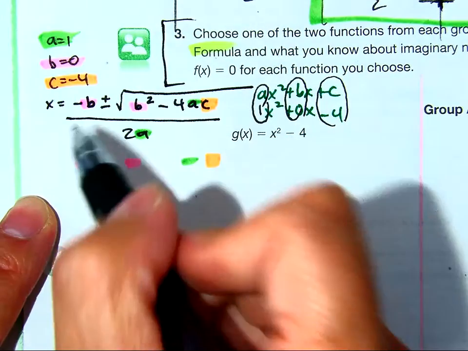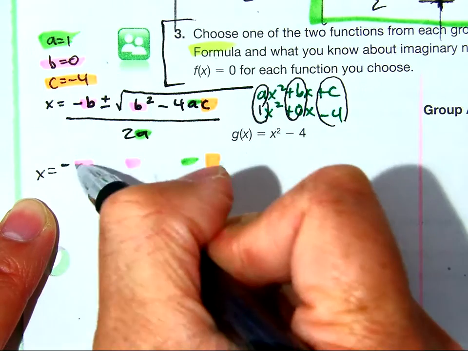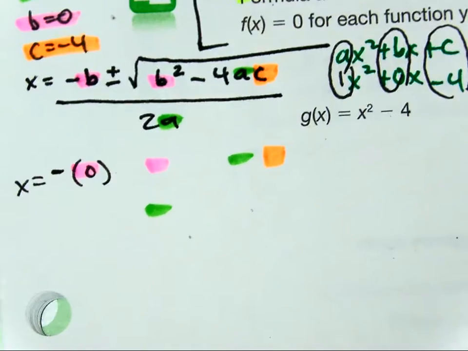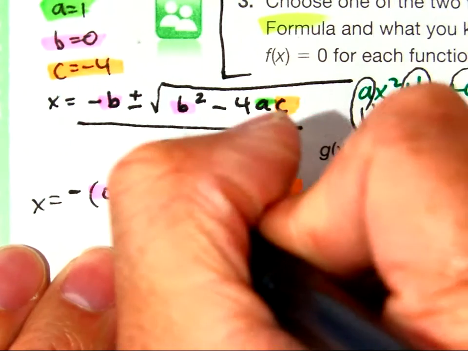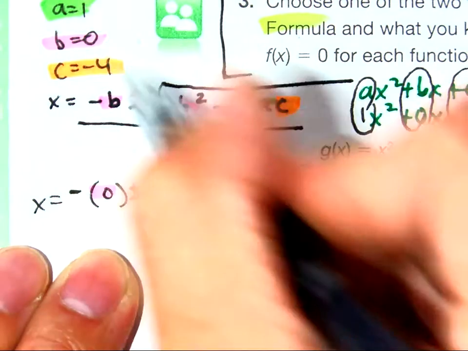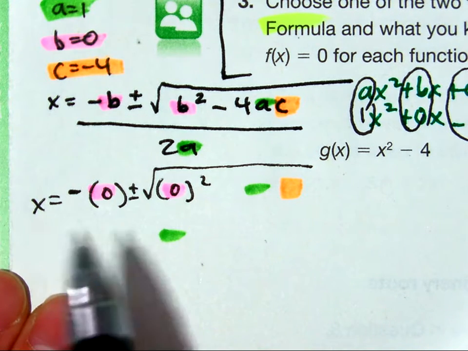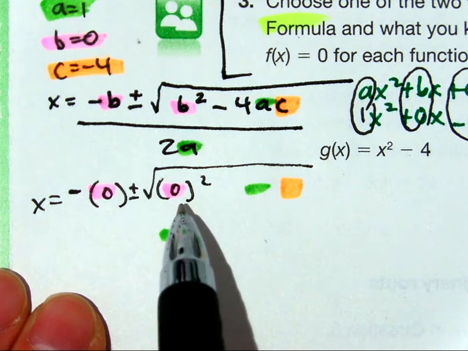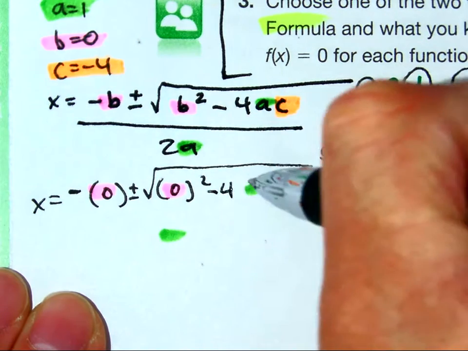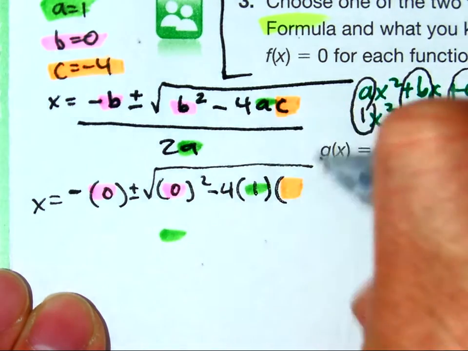So, let's do this substitution. X equals, this negative sign here is on the outside, then you put in your b value, which is 0. Then I have plus or minus the square root. My b value again is 0, so I have 0 squared. Did you notice my substitutions are using parentheses? Everyone say parentheses. Again, the student who struggles gets lazy and doesn't have the parentheses. Minus 4. My a value is 1. And my c value is negative 4.